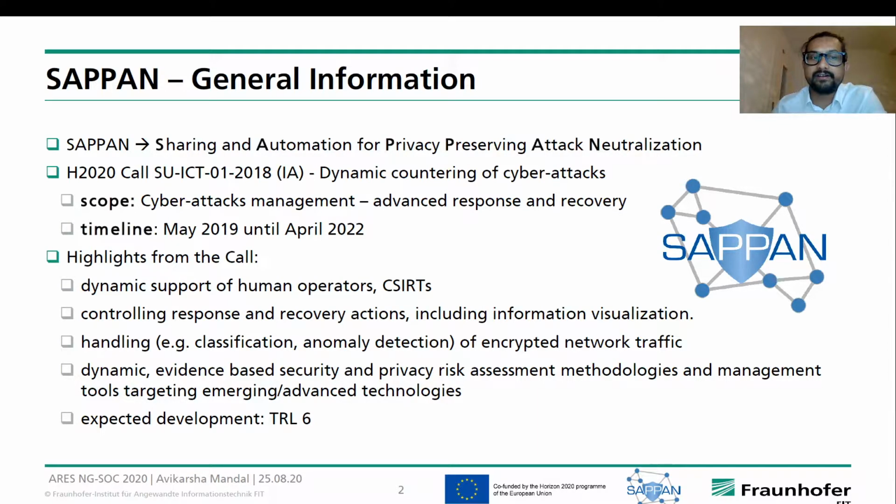Some of the key challenges in the call that are relevant to SAPPAN are dynamically supporting human operators in security operations centers or CSIRT teams, helping them control response and recovery actions, including information visualization, applying best measures to withstand and recover from a threat or a cyber attack, having better protection for future attacks by applying or combining massive data or logs collected from various sources, such as network traffic, dark web, facilitating in-detail investigation on security alerts. Also effectively handling encrypted network traffic during classification or anomaly detection, where end-user privacy must be preserved. SAPPAN expects a technology readiness level 6 by the end of this project.